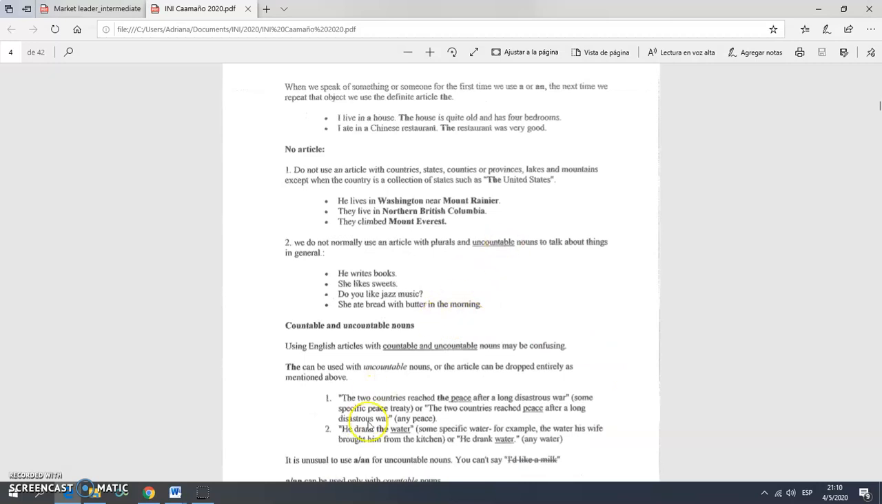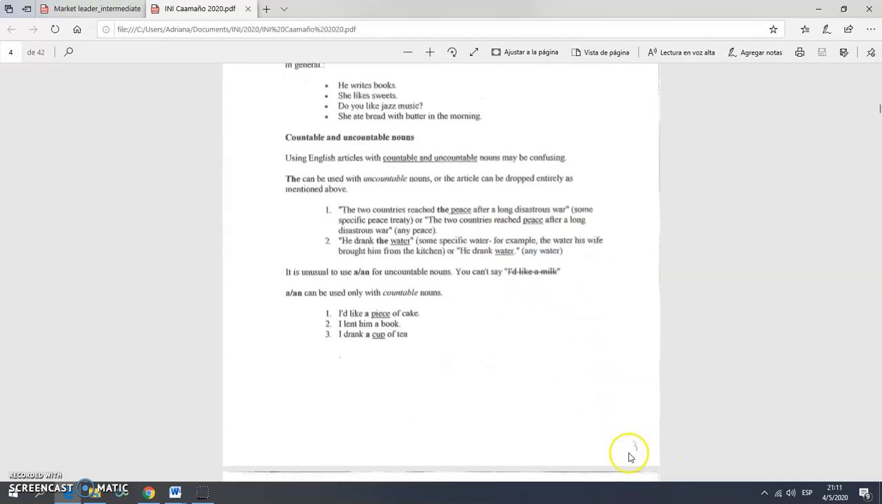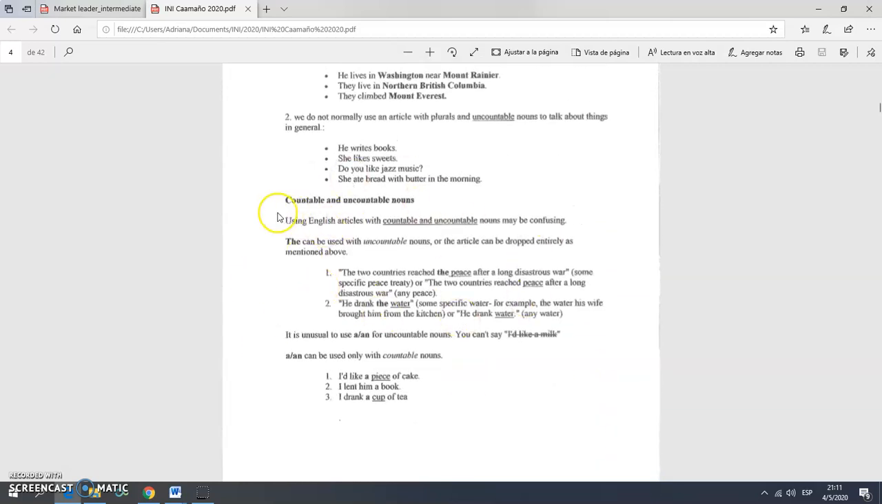And the same with uncountable nouns. For generalizations, when you say something like happiness is impossible to achieve, you don't talk about the happiness, all right? But happiness. We are all looking for happiness. All we want is money. Then on page 3, you have an explanation related to countable and uncountable nouns.